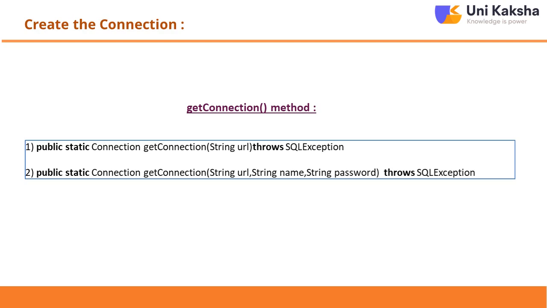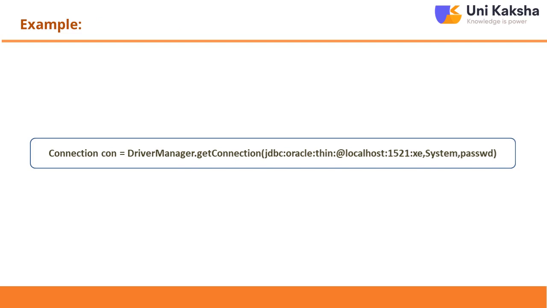The URL parameter of the getConnection method is a database URL that specifies the database connectivity mechanism. Here I have given one example for connecting with the databases. In this example, thin refers to the driver type. Localhost is where the Oracle database is running. Then 1521 is your port number which is used to connect with the database. SID is the system identifier. Then system is the username and passwd is the password.